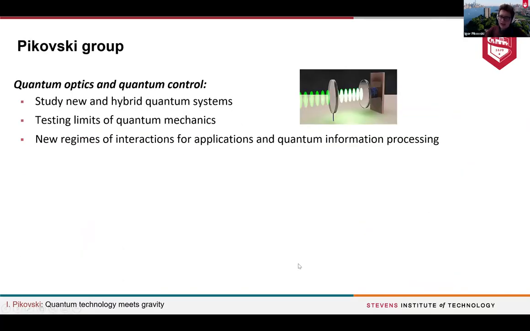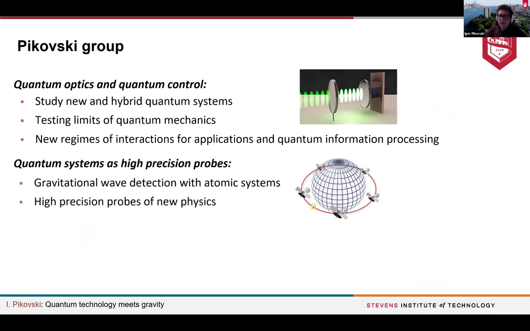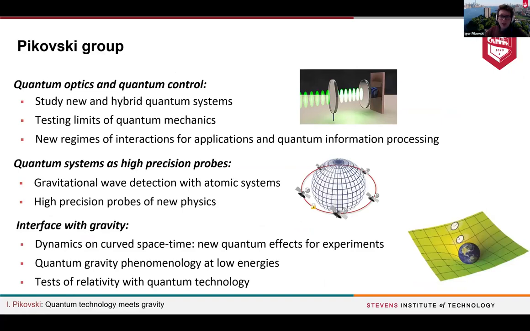Now with that, I just want to finally only show a slide of the interests of my group. On the one hand, we study quantum information processing and how we can use it for applications. And on the other hand, we also study the same effects for how we can use them to study gravity and even how gravity interfaces with quantum physics.